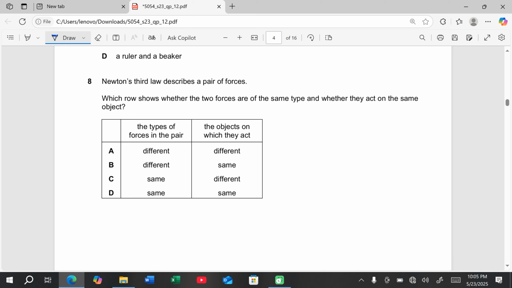Newton's third law describes a pair of forces. Which row shows whether two forces are of the same type and whether they act on the same object? The types of the forces in the pair have to be the same, and the objects on which they act, that can be different, yes.